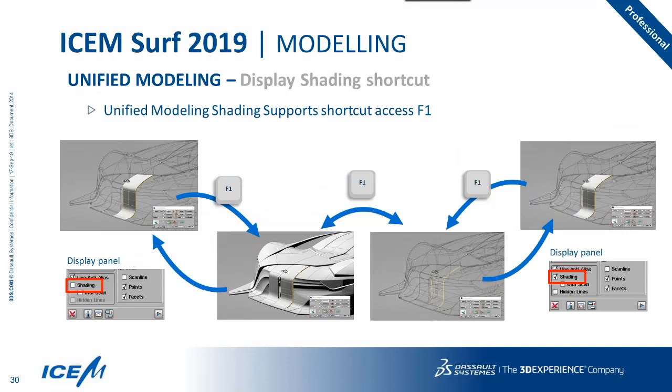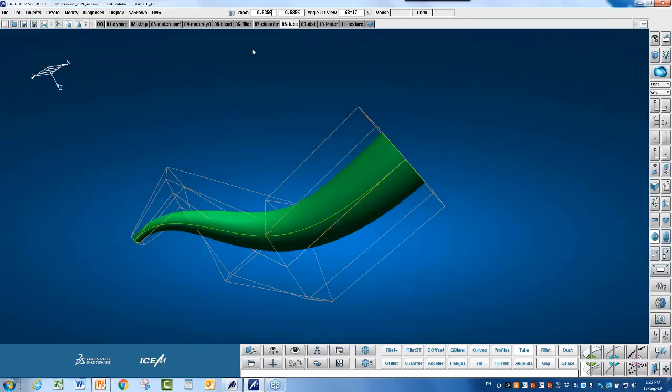Now this is one for unified modeling. As you will know, when you use shading in unified modeling, there's a sort of an override function in the menu. This was a little bit awkward and took a little bit of getting used to. What we've done now is we've enabled the standard F1 shading key to work with unified modeling. So let me show you how that works.